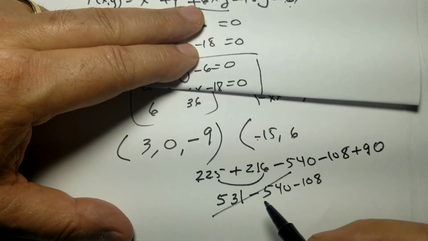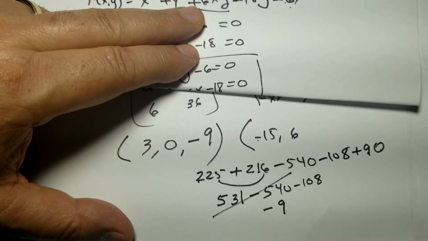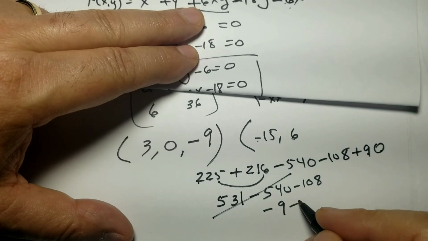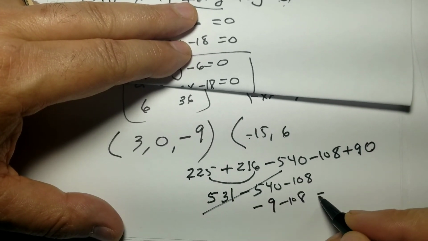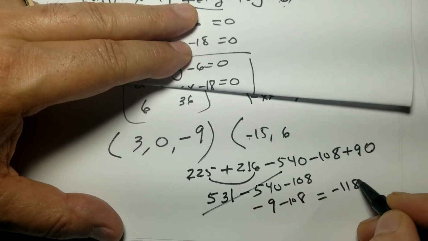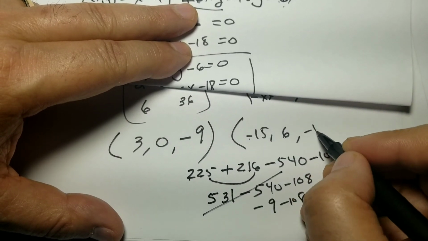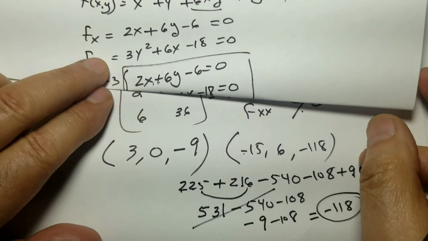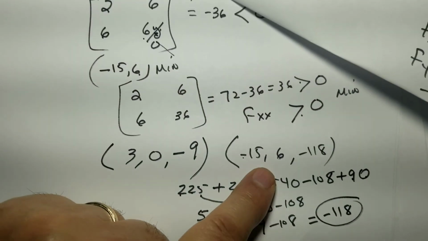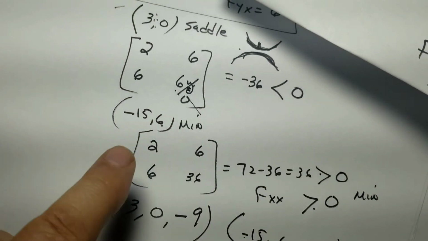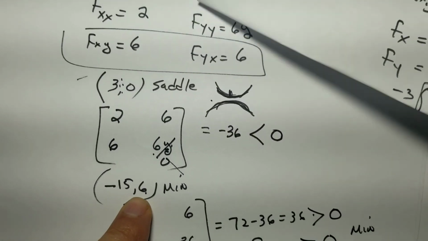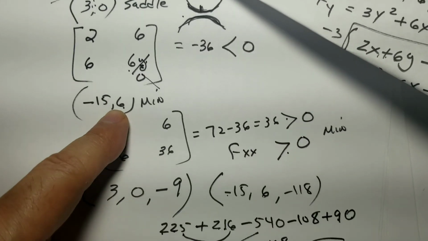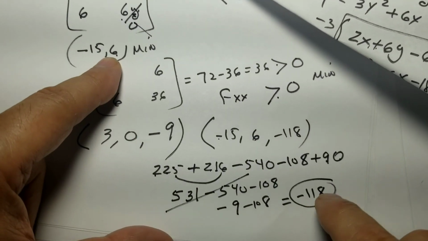The difference between this one is a negative 9, minus 108, together is negative 118, negative 118, and I promise you at that point, that function is going to have the minimum value. Everything else is more than negative 118.